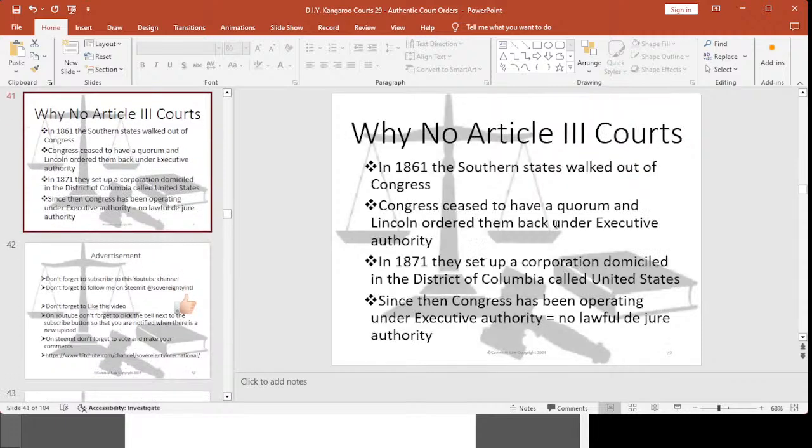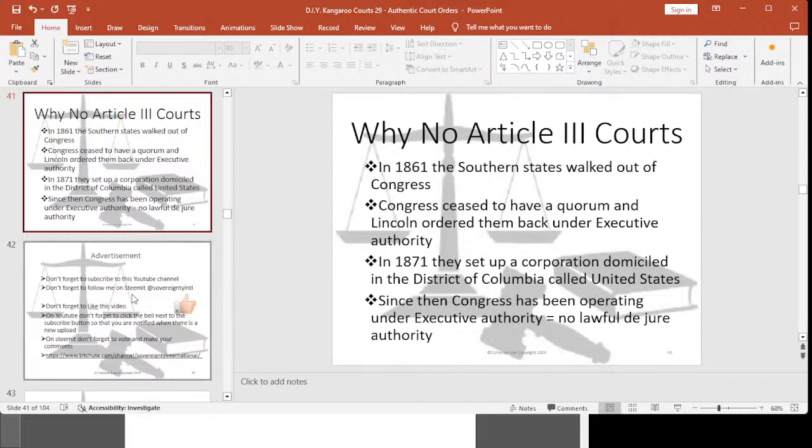So there's no Article 3 courts. In 1861, the southern states walked out of Congress. Congress ceased to have a quorum. Lincoln ordered them back under executive authority. In 1871, they set up a corporation domiciled in the District of Columbia called United States. And that's what's operating. Since then, Congress has been operating under executive authority, no lawful authority.